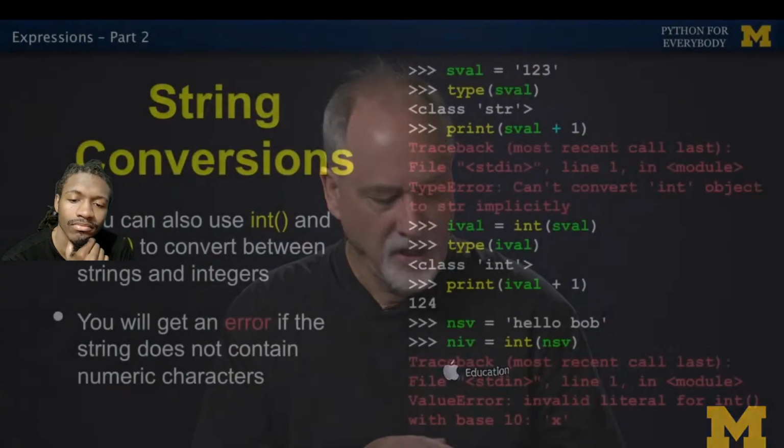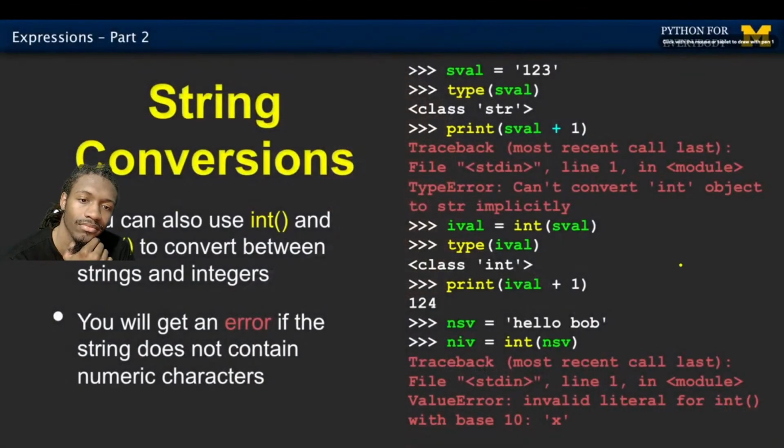Okay, string conversions. If we read data, which we're going to see in a second, from the outside world, it comes in as strings. Whether we're reading from a network or from a database, we tend to get these things as strings. And so what we're showing here is string conversions. You can also use int and float to convert between strings and integers.